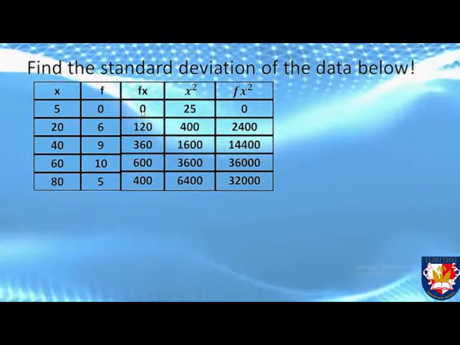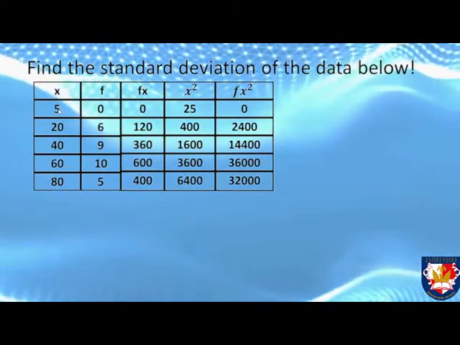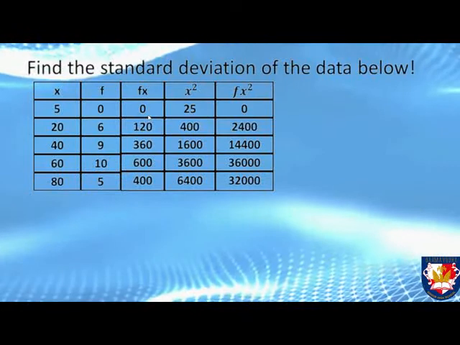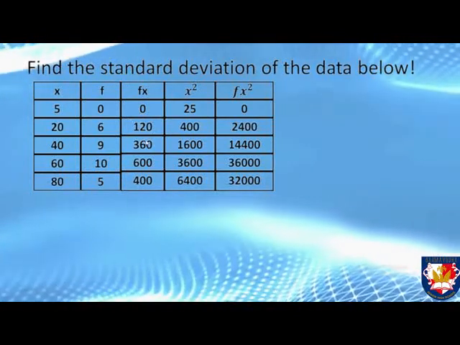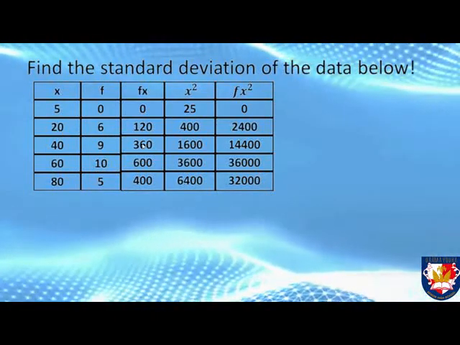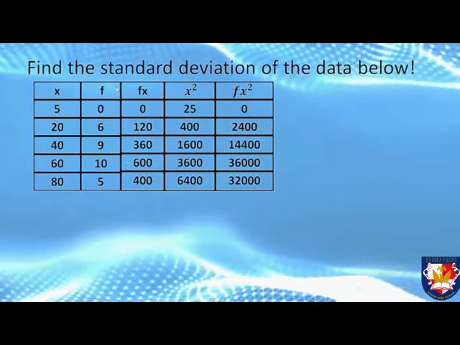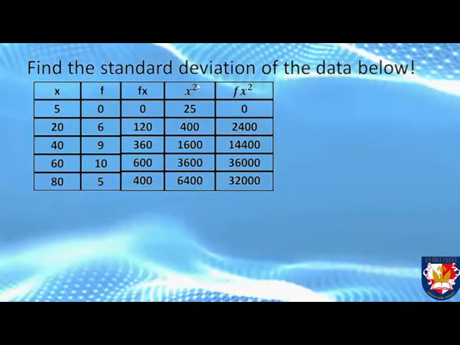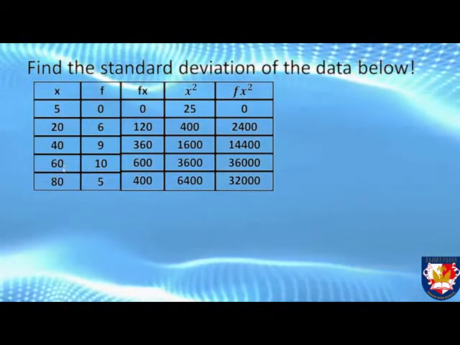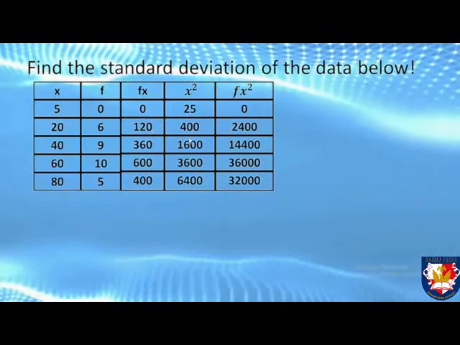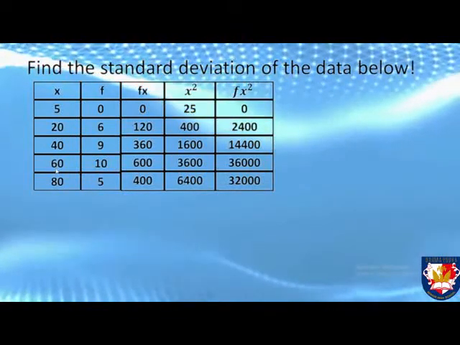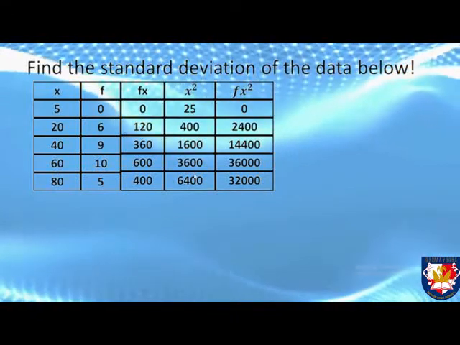So for this number 0, it comes from 0 times 5. The x is 0 and the x is 5. So 0 times 5 equal to 0. And this number comes from 6 times 20. 6 is the f and 20 is the x. And so this number, and this number, f times x. And then this number is x squared. You just need to square each and every single numbers in this column. 25 comes from 5 square, 400 comes from 20 square, and so on, 40 square, 60 square, and 80 square, and you will get these numbers.